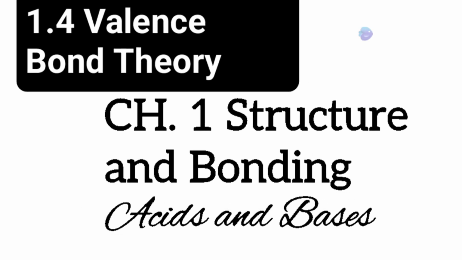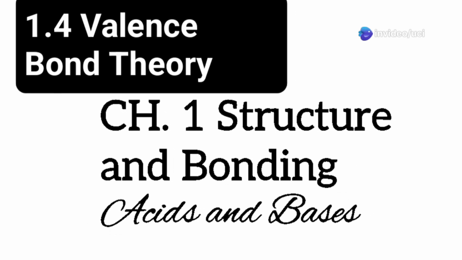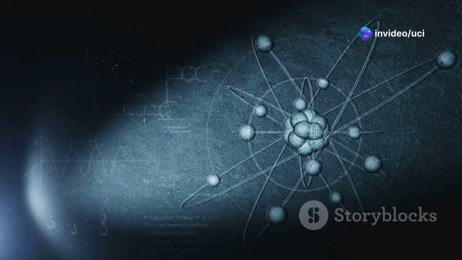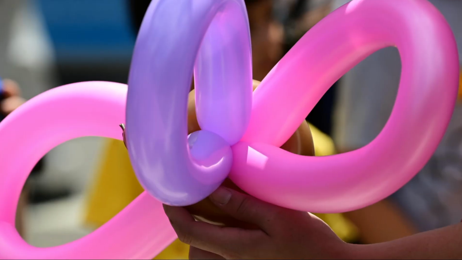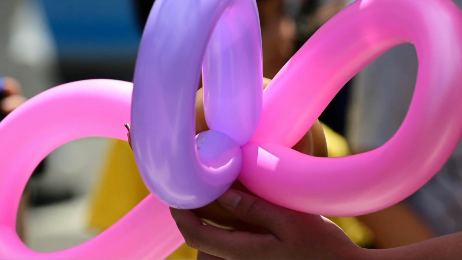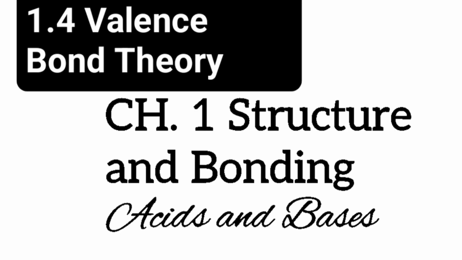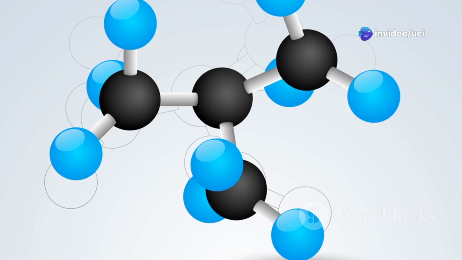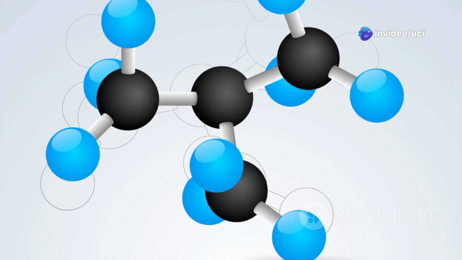Sometimes atoms need to rearrange their orbitals to form stronger bonds. It's like they're putting on a new outfit to make a good impression. This rearrangement is called hybridization. Imagine you have a balloon animal kit with different shaped balloons. You can combine and twist these balloons to create new, more complex shapes. Hybridization allows atoms to form bonds in directions they couldn't otherwise.